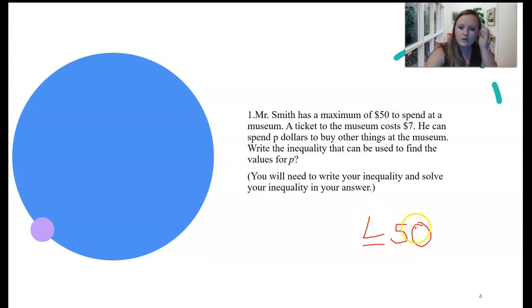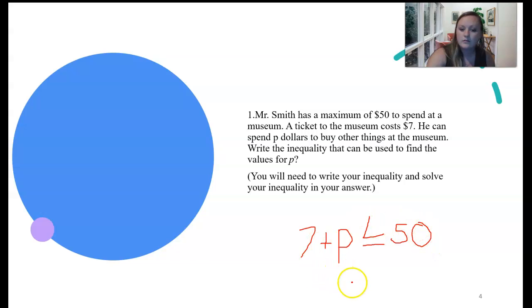So I'm going to make sure that our alligator eats $50. Okay? It can also be equal to $50, so that's why I wrote the less than or equal to sign. A ticket to the museum costs $7. So I'm going to put 7 on this side. He can spend P dollars to buy other things at the museum. Write the inequality that can be used to find the values for P. Well, we already know he spent $7. He can spend 7 plus P. P stands for how much money he can spend. 7 plus P is less than or equal to 50.